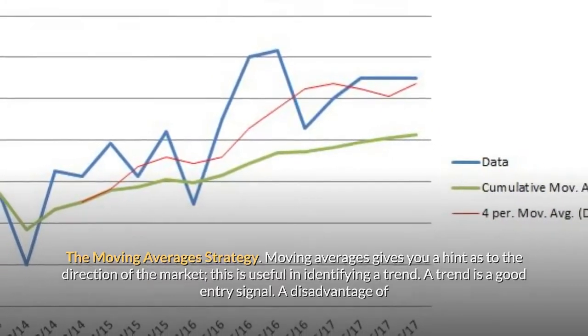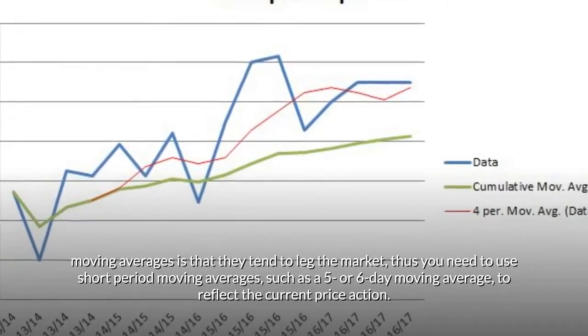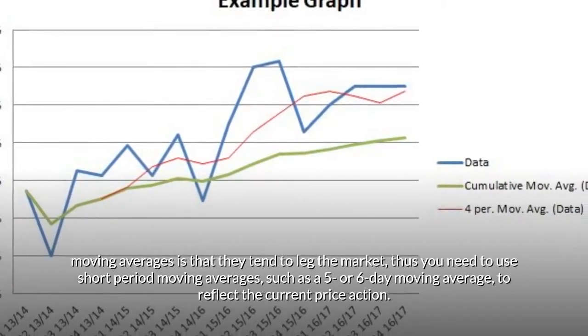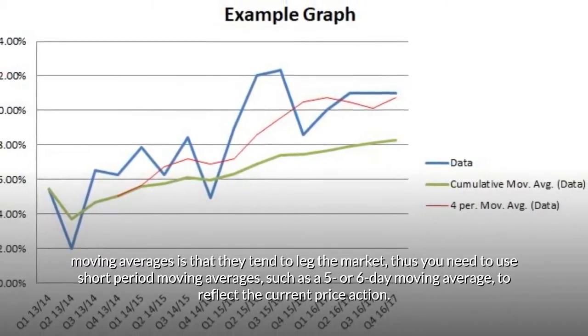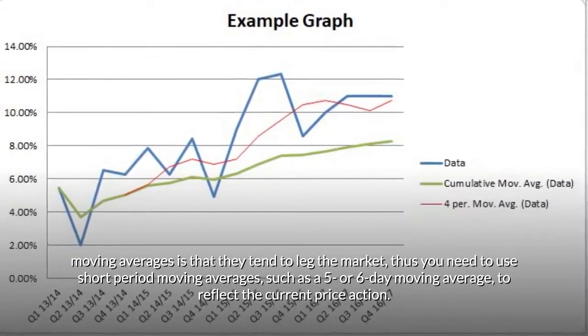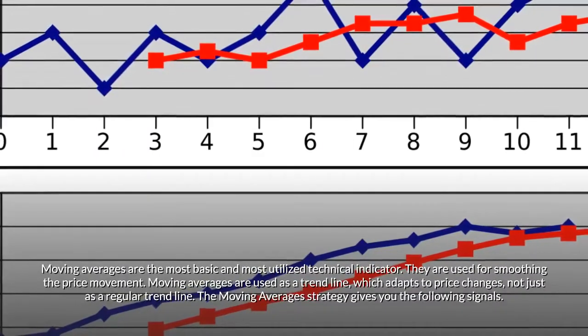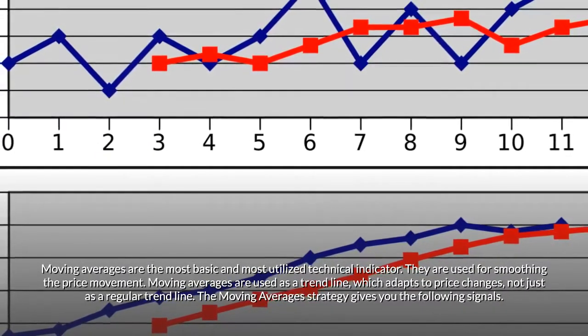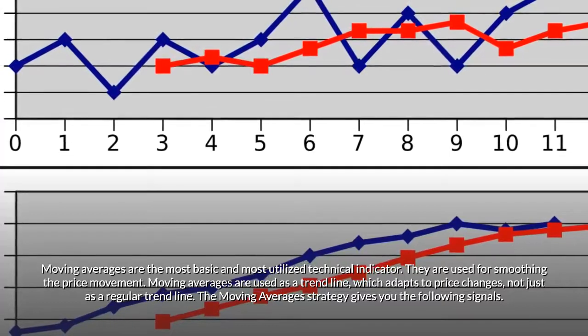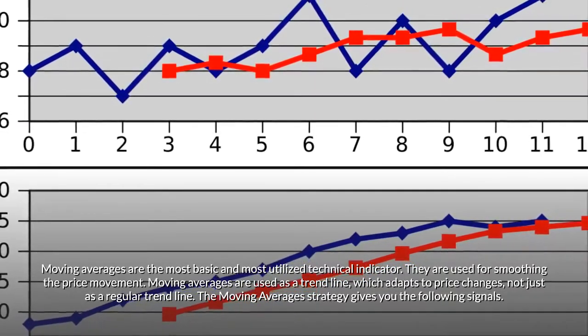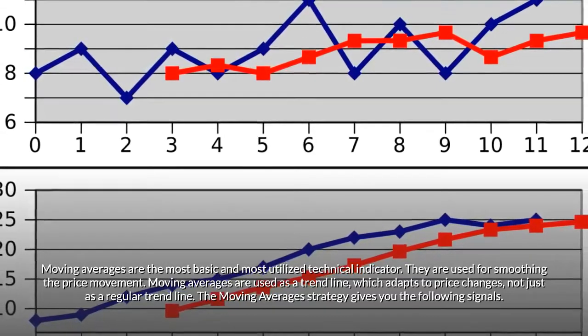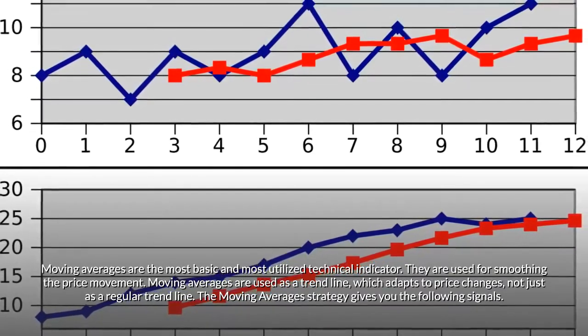A disadvantage of moving averages is that they tend to lag the market, thus you need to use short-period moving averages, such as a 5 or 6-day moving average, to reflect the current price action. Moving averages are the most basic and most utilized technical indicator. They are used for smoothing the price movement. Moving averages are used as a trend line, which adapts to price changes, not just as a regular trend line.